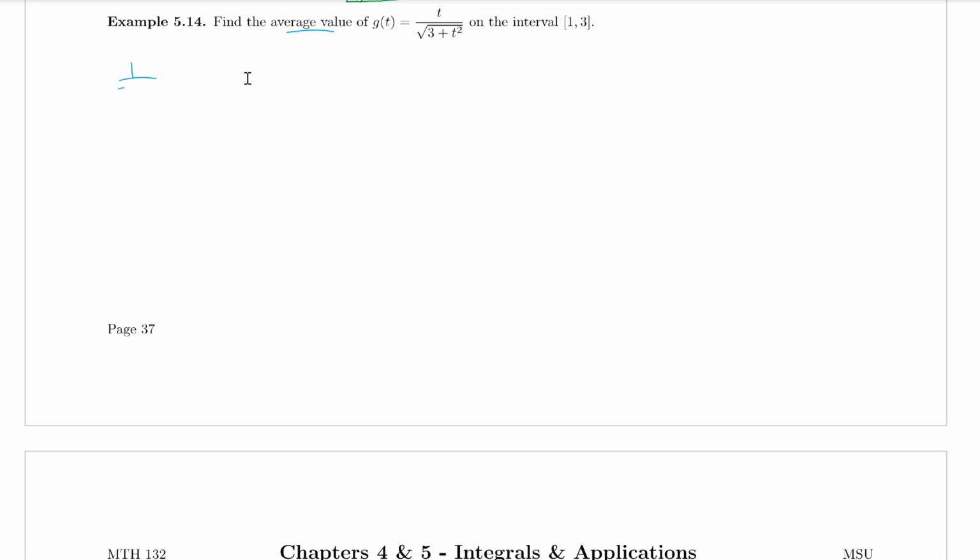Well, it's 1 over 3 minus 1, those are our bounds, times the integral from 1 to 3 of t over the square root of 3 plus t squared, dt. And so finding this integral requires a u substitution. So what we need to do is we have that our u is equal to the inside of our complex function, so that is our 3 plus t squared, and that gives us that du is equal to 2t dt.